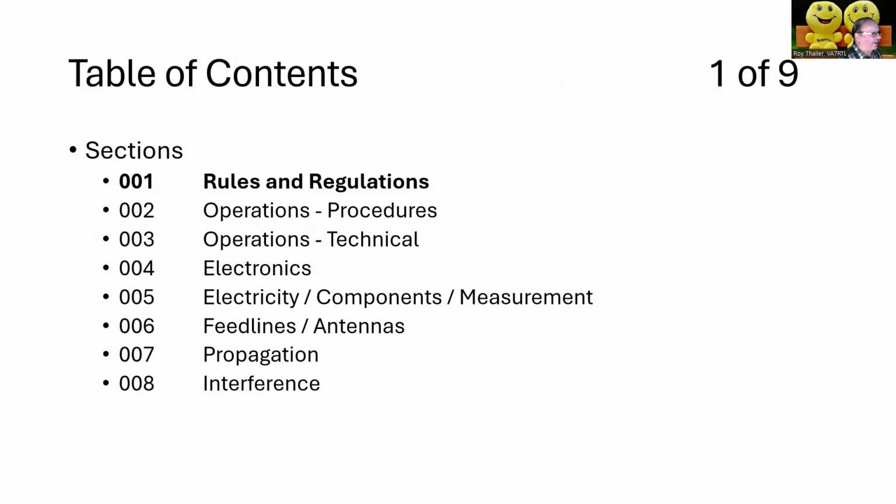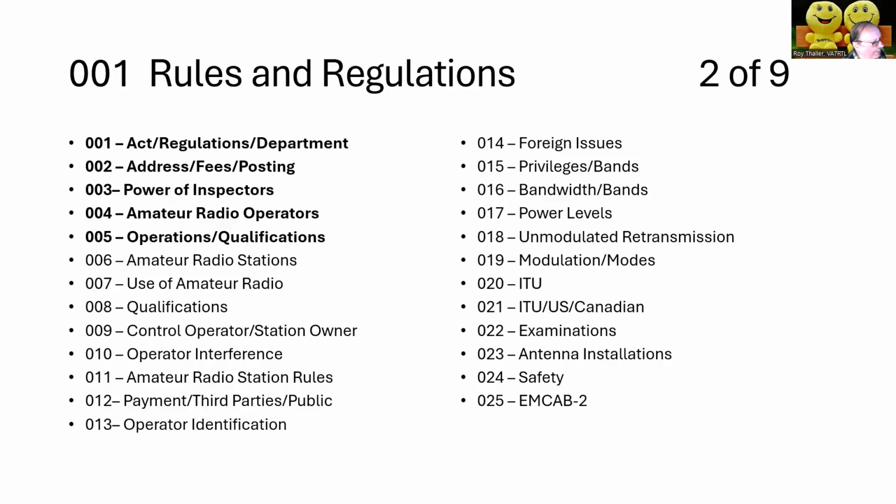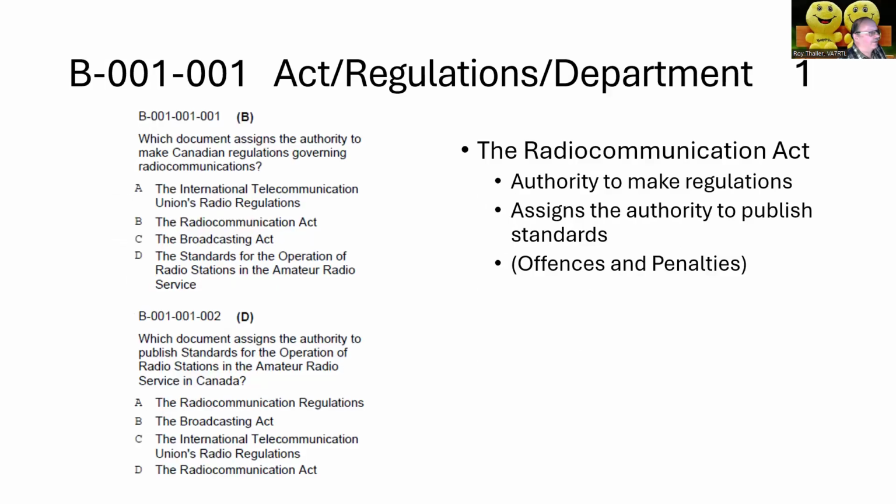There are 8 sections covered in the exam. We're on section 1, which is rules and regulations, and it's broken up into 25 subsections. Today we're doing 1 to 5. We'll look at the Act, regulations and the department, address, fees, and posting, power of inspectors, amateur radio operators, and operations and qualifications. These are the questions from the document.